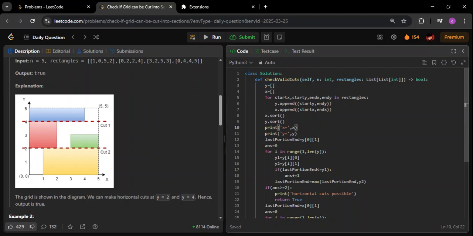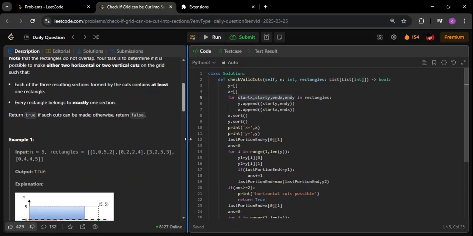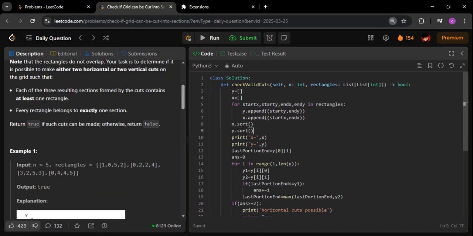So I'm going through all the rectangles, that is, I'm going through all the mentioned values here, and I'm capturing them like this. Let me expand and zoom in so that you can see very clearly. Yes, this part.